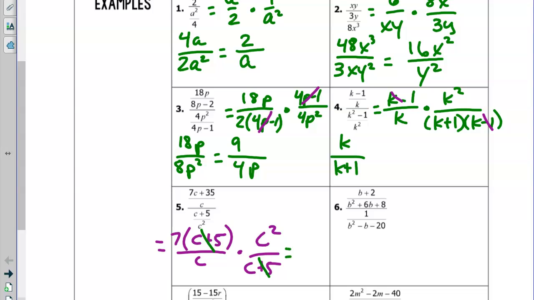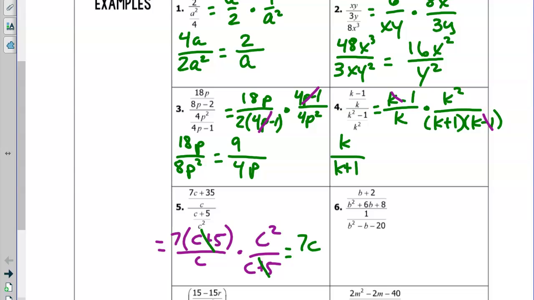Alright, so now what's left in the top? c squared over c. Oh, wait. Actually, we could have gone ahead and handled the c's. So what does that become? 7c. These cancel out. You should see where we get 7c. That one didn't feel too bad.